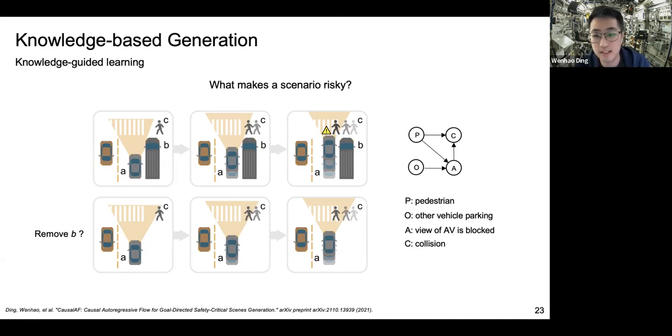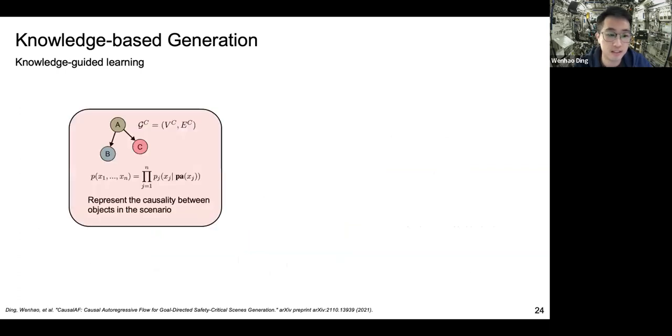And if we can represent our human knowledge in such things in this graph structure, then we can also use it to increase the efficiency of the generation. Yeah, that's actually my recent work, but it's still preliminary. So I only introduced the general idea here.